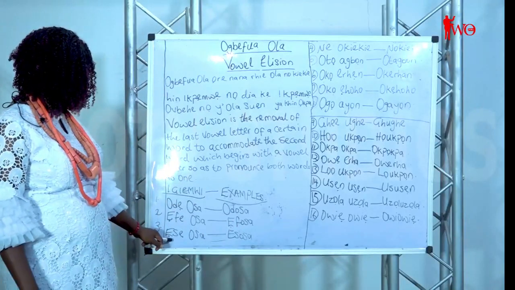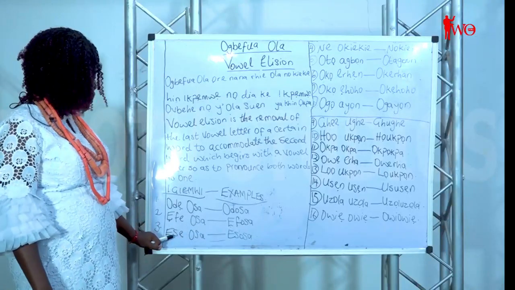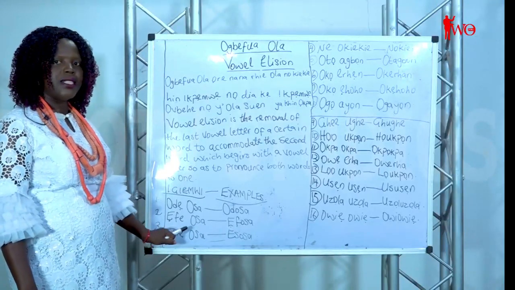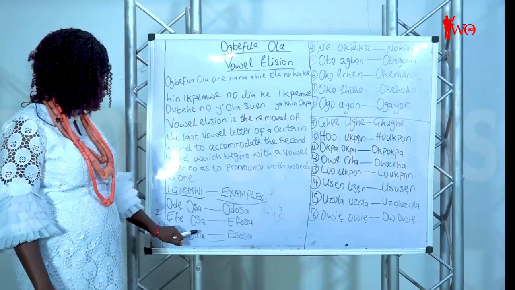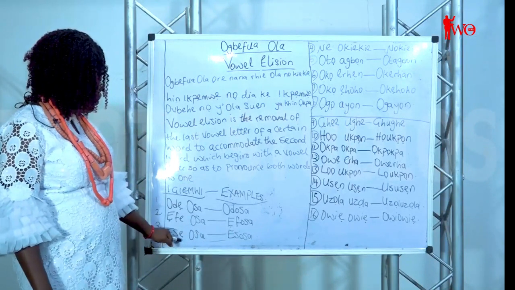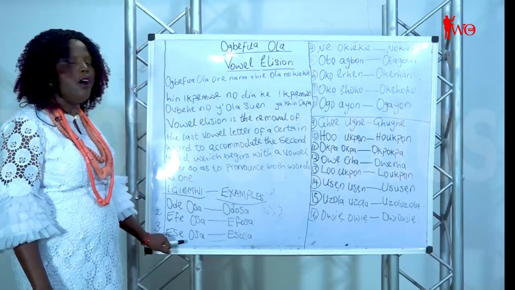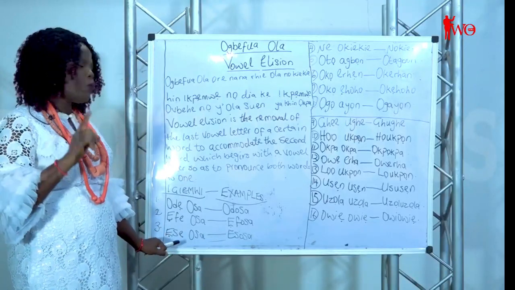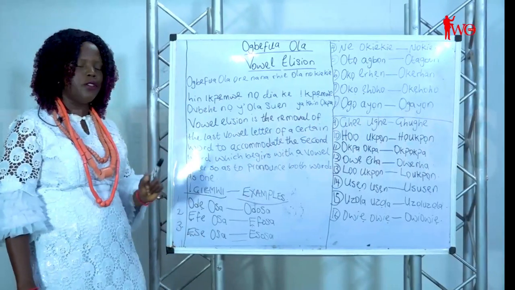The next one is Ese Osa. Ese means gift. Osa means God. So this name means God's gift. To put these two words together to become one, we must remove the second vowel letter of the first word, which eventually is the last vowel letter of the first word.